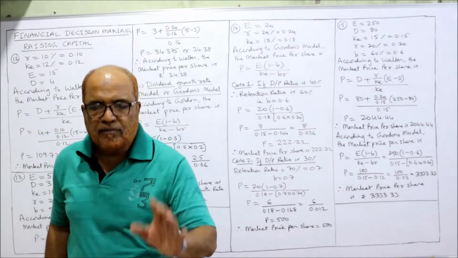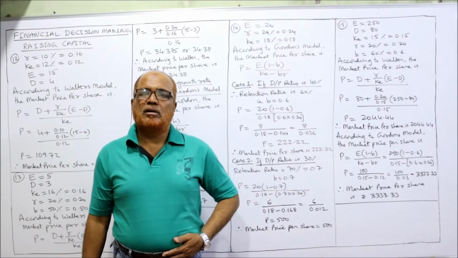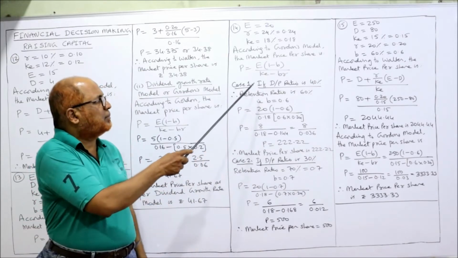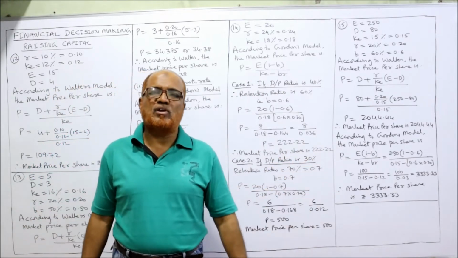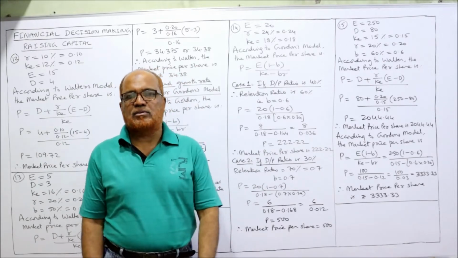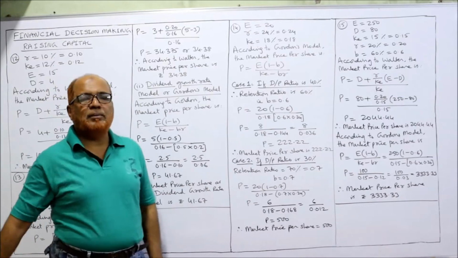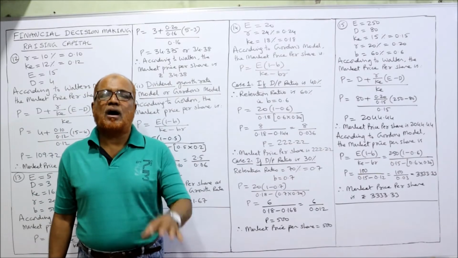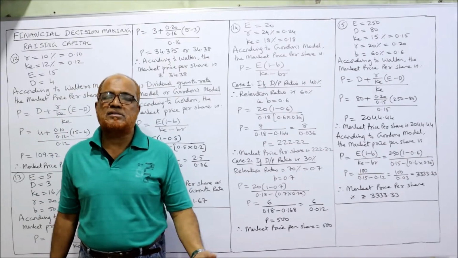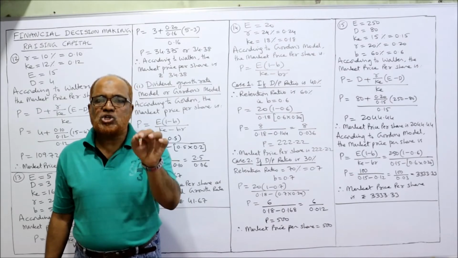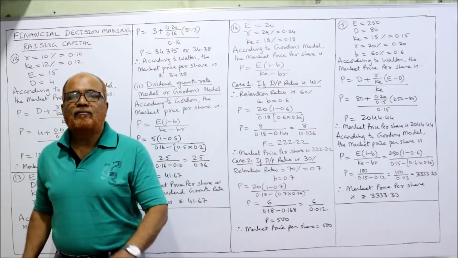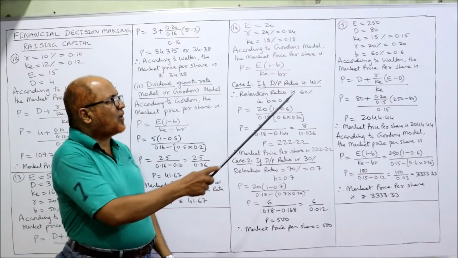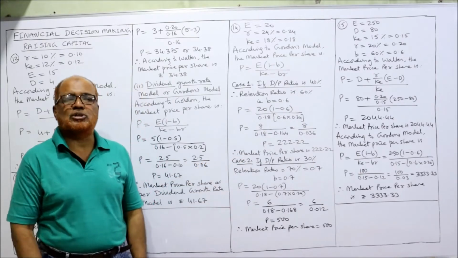So in this problem, we are required to apply Gordon's model. According to Gordon's model, the market price per share P is equal to E into 1 minus B divided by KE minus BR. Already so many problems we have applied. Now two situations are given, two cases. The first case, if the DP ratio is 40%. When the dividend payment is 40%, how much is retained? 60%. We require retention ratio for Gordon's model. We don't require DP ratio. So when DP ratio is 40%, retention ratio is 60%, 0.6.